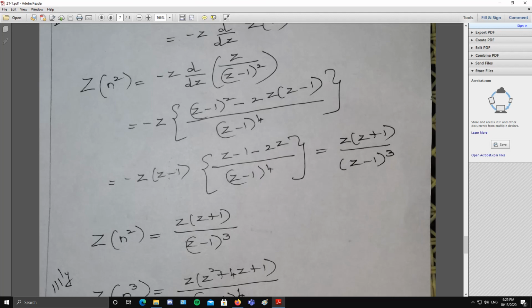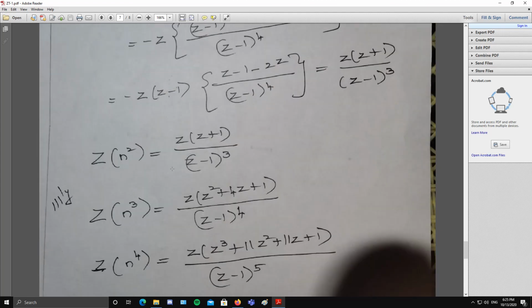What is the derivative of the numerator? 1. So 1 into z minus 1 whole square. What is the derivative of the denominator? 2 times z minus 1 into the numerator z, and then if you take one z minus 1 outside, that will get cancelled with the denominator. So you will get z into z plus 1 by z minus 1 whole cube. So the transform of n square is z into z plus 1 by z minus 1 whole cube.